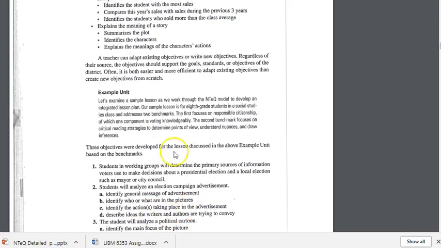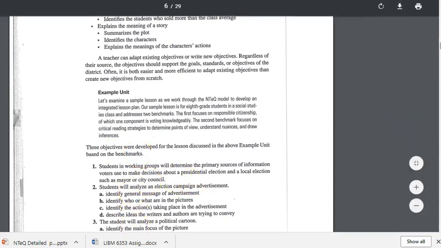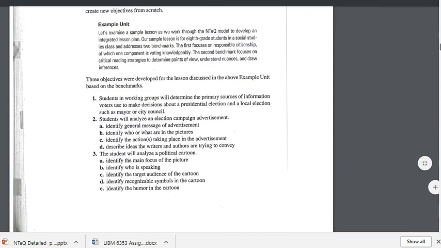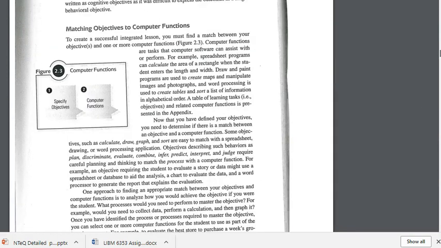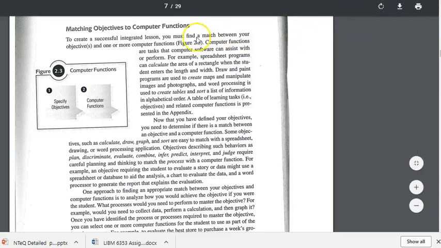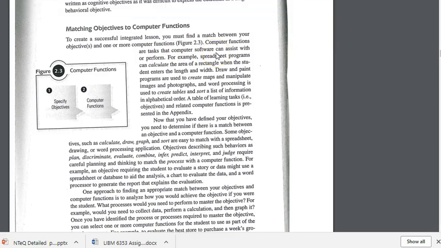So you might want to go back into this PDF. You've got an example unit. They have 3 objectives that were created for the unit based on some specific benchmarks. So you can kind of go through and see how they break those down. So the second step is your computer function. Once you've specified those objectives, make sure that your computer functions match those objectives. So the computer functions are the tasks that the computer software can assist with or perform.